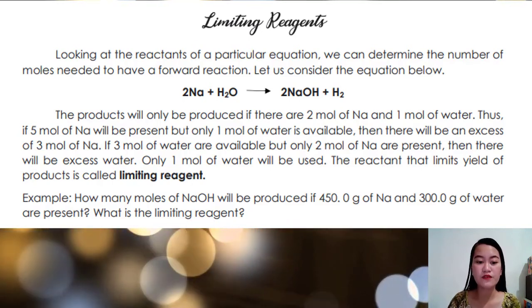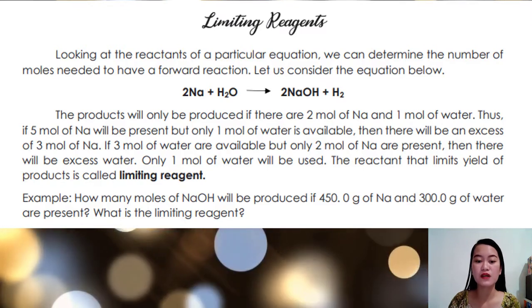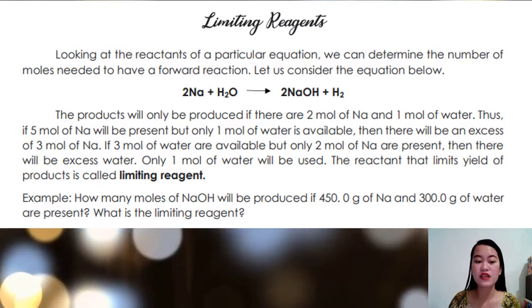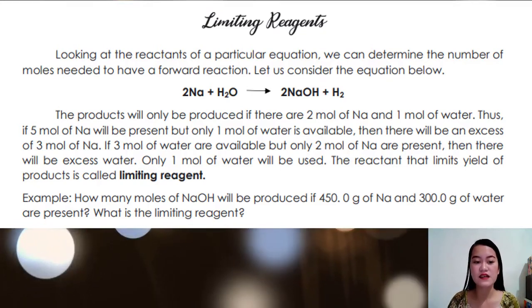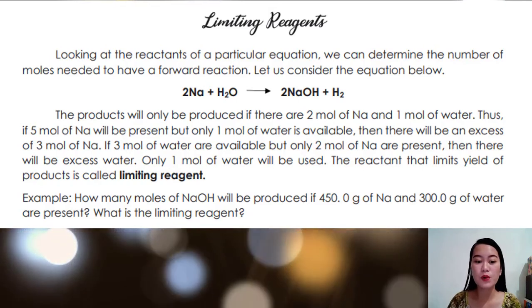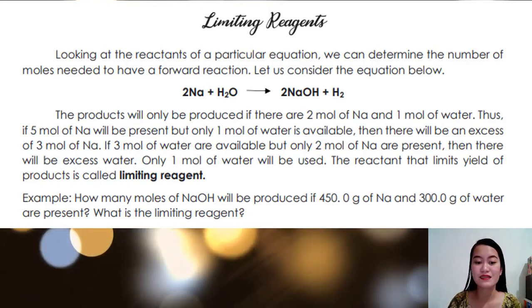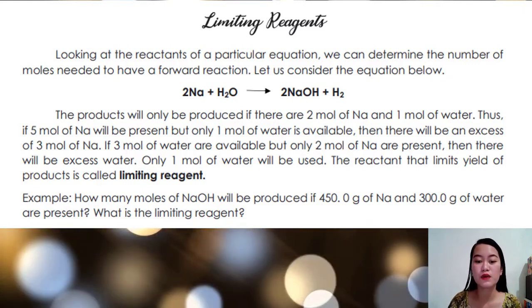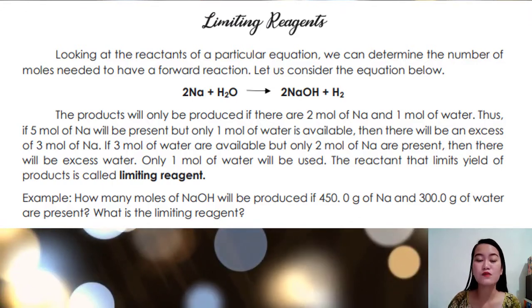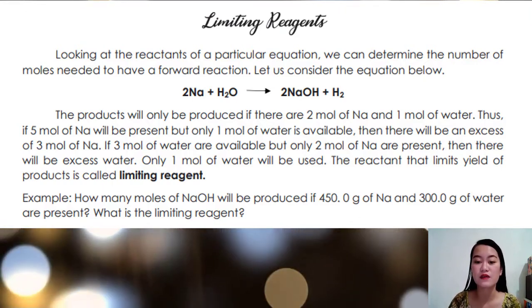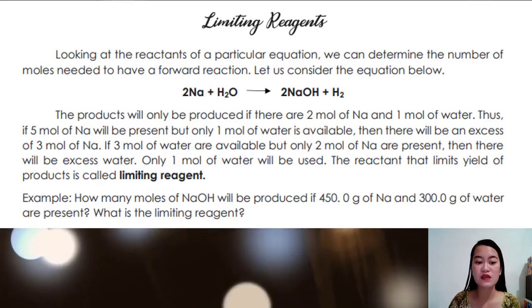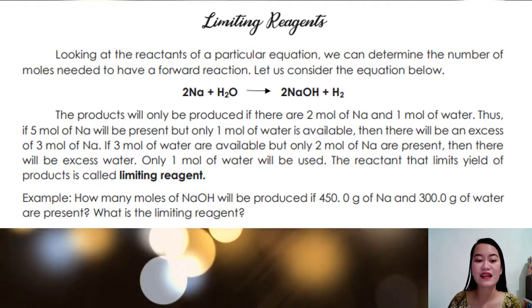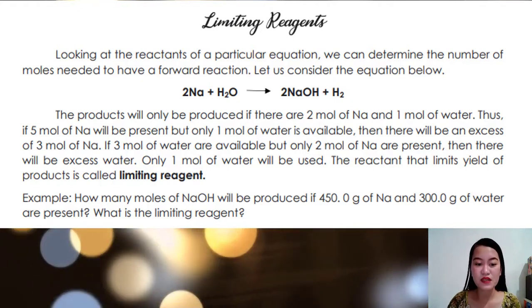Thus, if 5 moles of Na are present but only 1 mole of water is available, then there will be an excess of 3 moles of Na. Okay, uulitin ko, if 5 moles of Na are present, kung meron daw tayong 5 mole na Na, but only 1 mole of water is available, 1 mole of water lamang ang meron tayo, then there will be an excess of 3 moles of Na. Ibig sabihin, merong excess, may tira, na mole of Na.